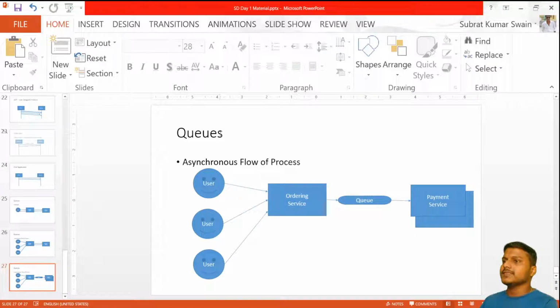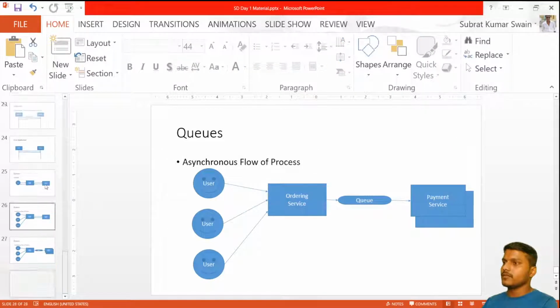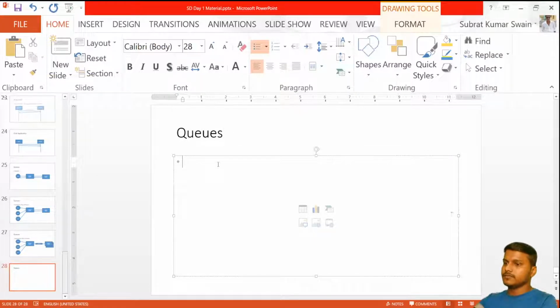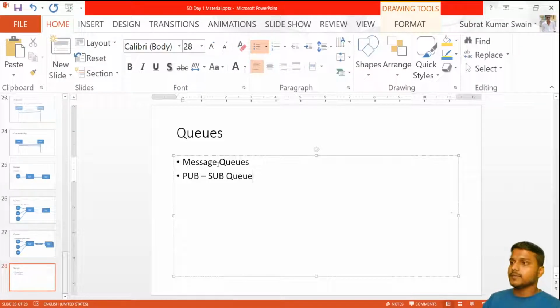Okay, so if you want to look for it, guys, there are basically two types of queues used, that is message queues and the other is pub-sub queues. Publisher and subscriber, sorry, the publisher and subscriber model, and message queues. These have a different working principle. Every queue will have a consumer and producer.